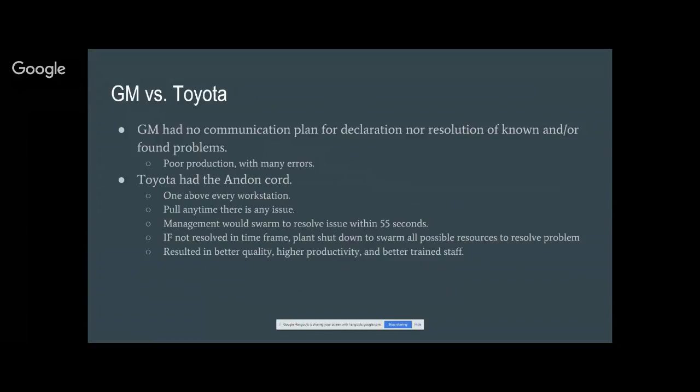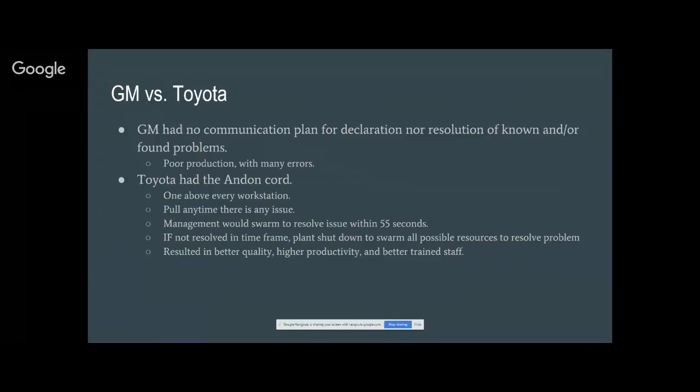Management would have, in the book, it said 55 seconds to resolve the issue. If the problem was not resolved within those 55 seconds, the plant would shut down and everyone would swarm the problem until it was resolved.